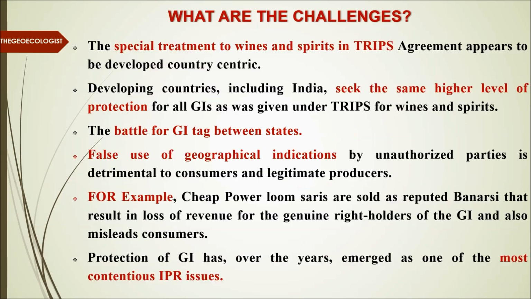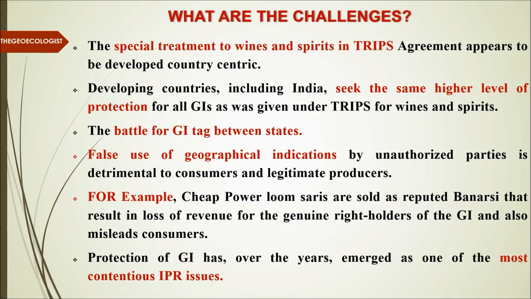Now, challenges. There are numerous challenges that you can see here. So what are those particular points that we must remember? That there is competition at the international level. Many times wine and spirits were given major value in the TRIPS agreement, and it seemed that developed countries took away this agreement, so they have more weightage. Suppose India seeks the same level of GI protection. There has to be a particular regulation and a debate over it. There is always a battle for GI tag between states.